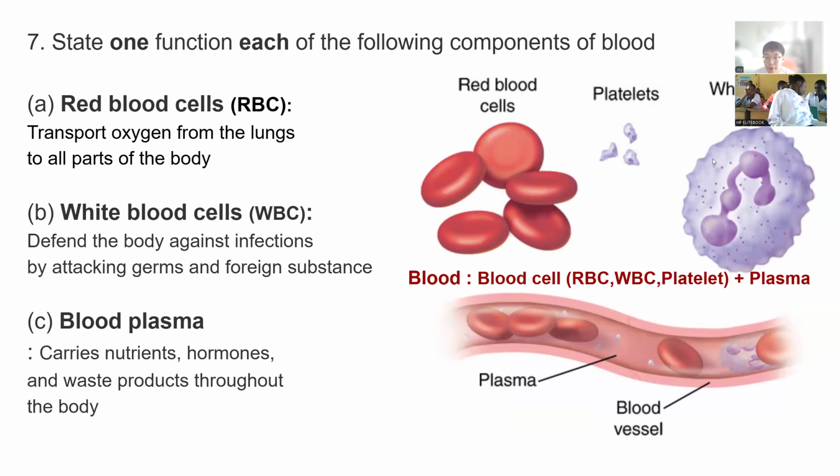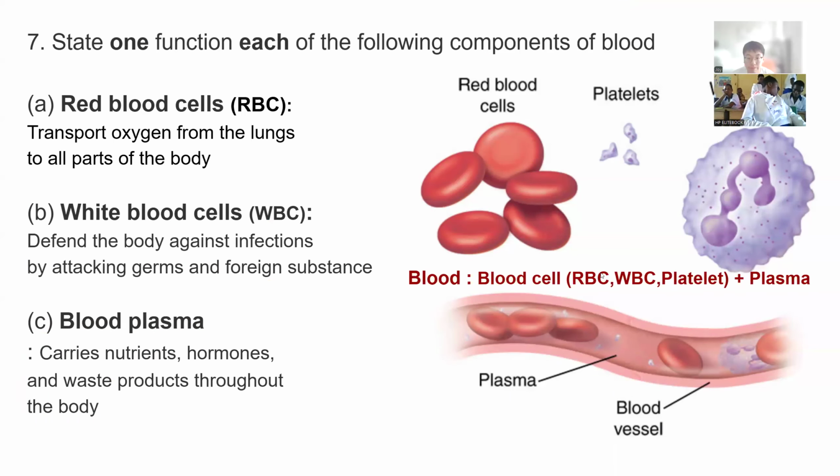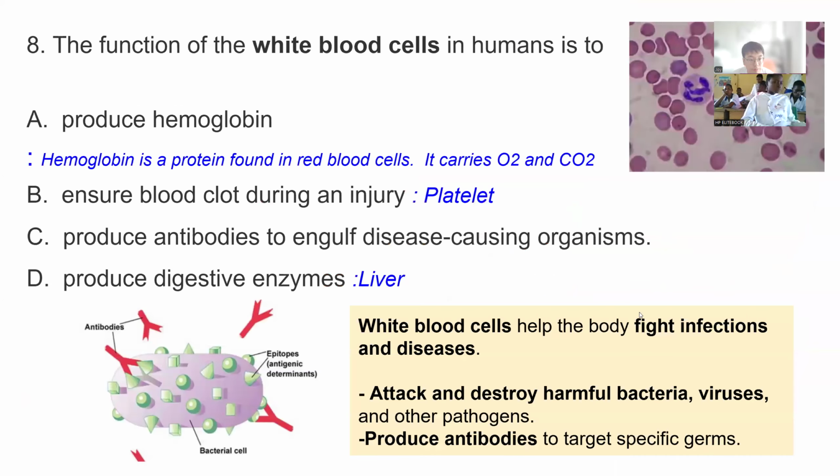And then we talked about different components of the blood, like red blood cells, platelets, white blood cells, and the plasma. We talked about how white blood cells help fight infections and diseases.